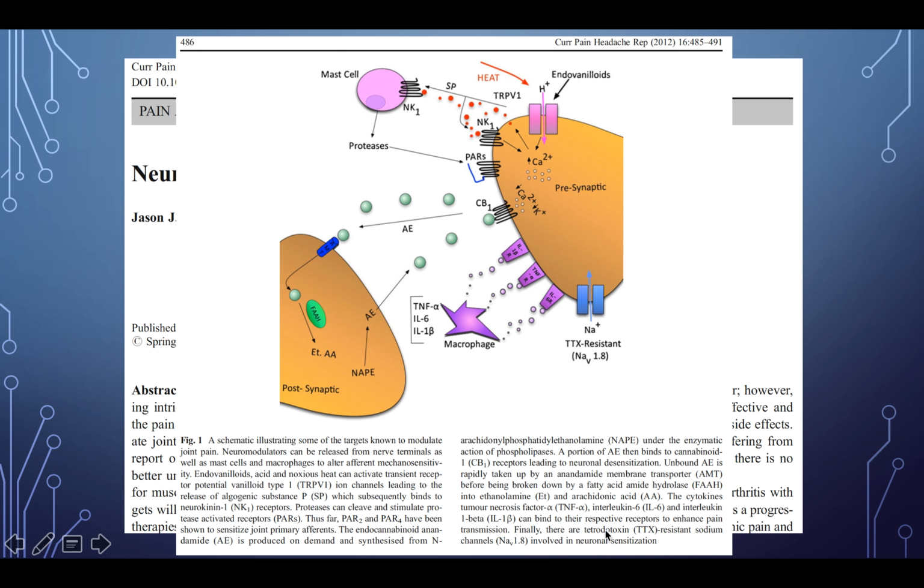You don't have to know those pathways, but the cytokines, tumor necrosis factor alpha, interleukin 6, and interleukin 1 beta, they can bind to their respective receptors to enhance the pain transmission. So that's important to know. When we're dealing with these inflammatory components, these neurogenic inflammatory components of pain conditions such as osteoarthritis, we have to know that if we can affect the peripheral area, not only the environment but also make changes to the cytokine makeup in there, the TNF alpha, IL-6, and IL-1 beta, then you can actually help the patients get out of pain.